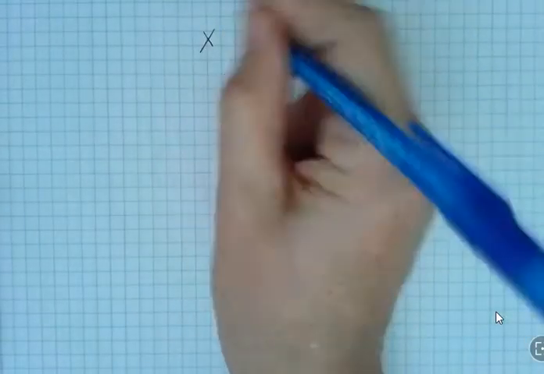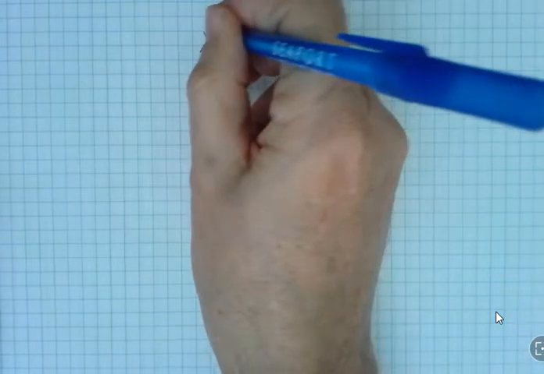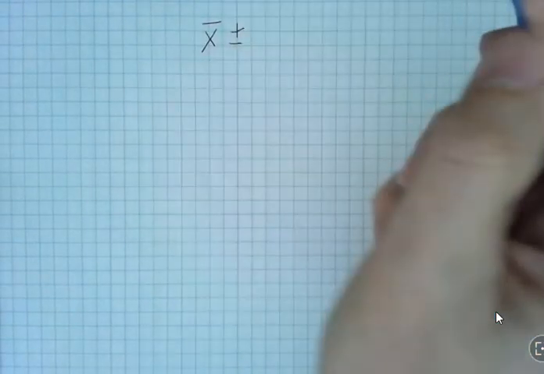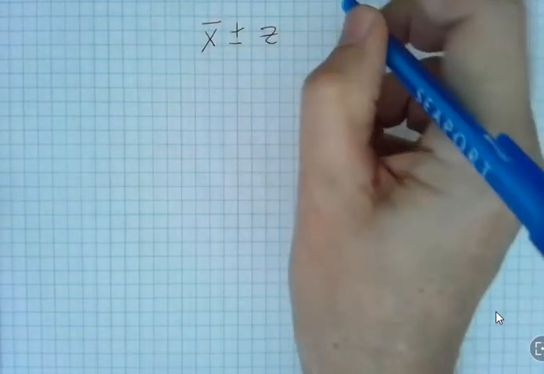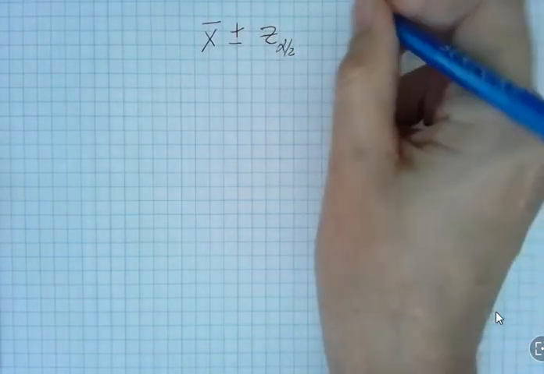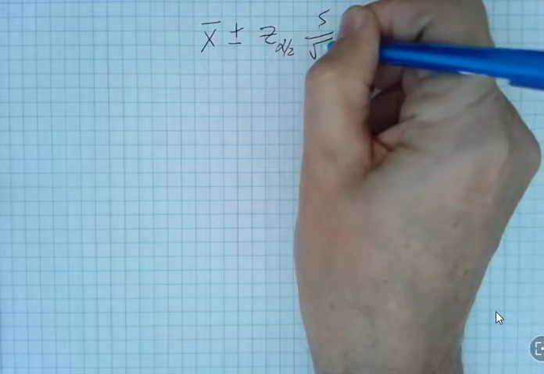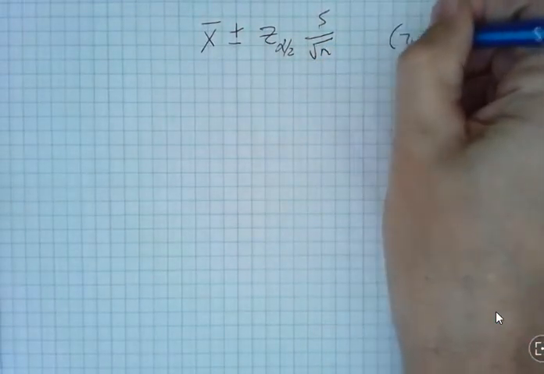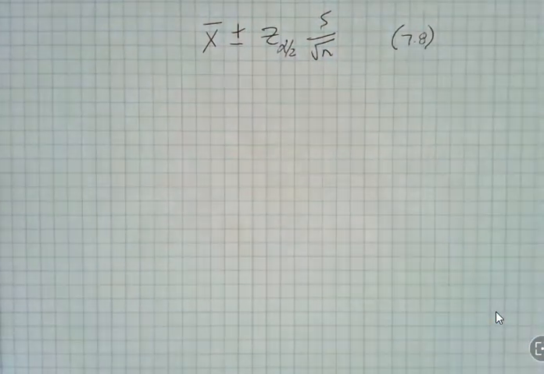Okay, the equation for the confidence interval of the mean when we're dealing with a single sample is x bar plus or minus z alpha over 2 times the standard error of s over square root of n. And that's equation 7.8 in Devore.